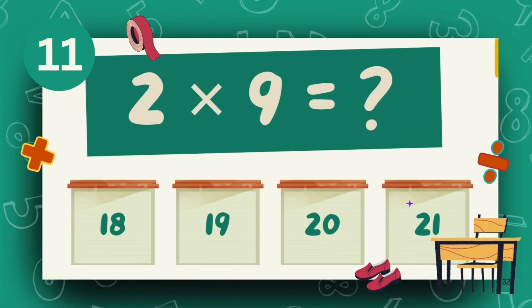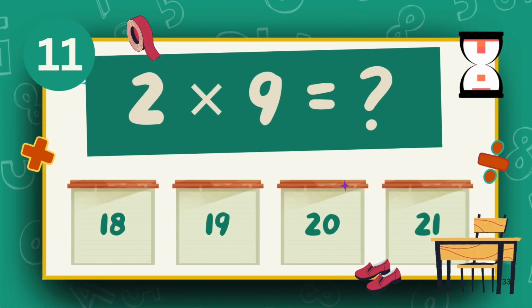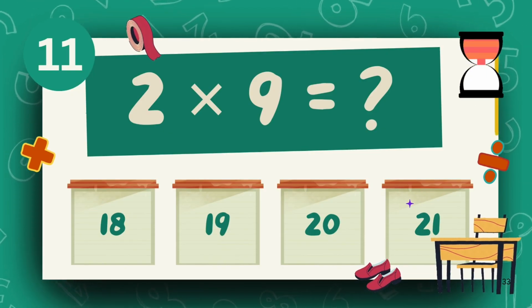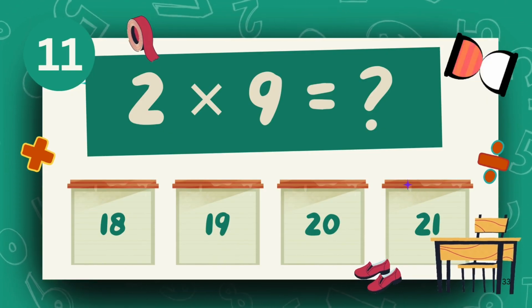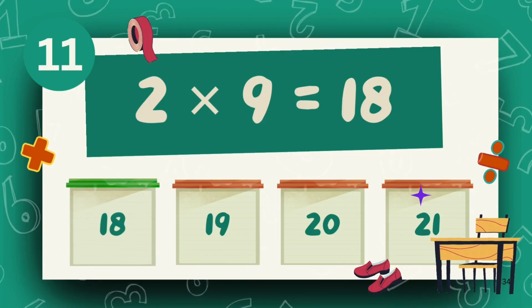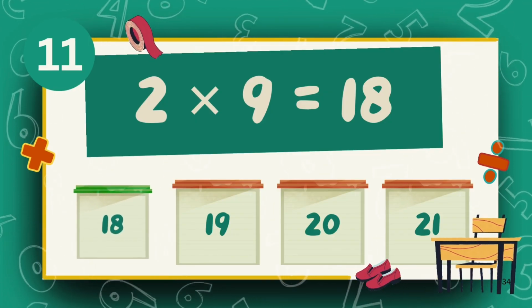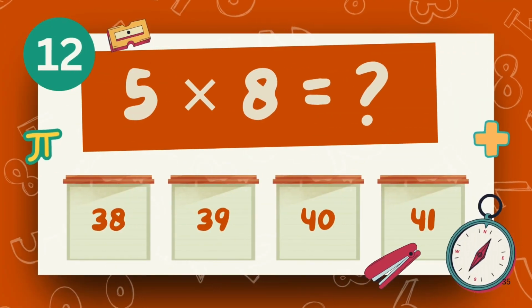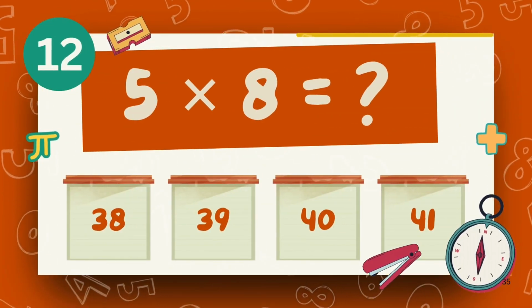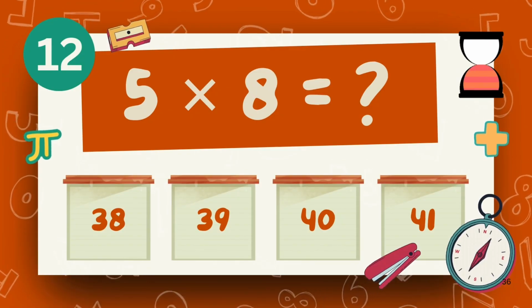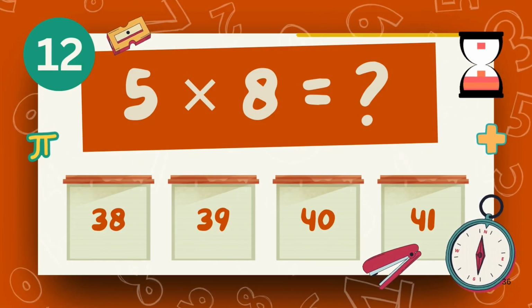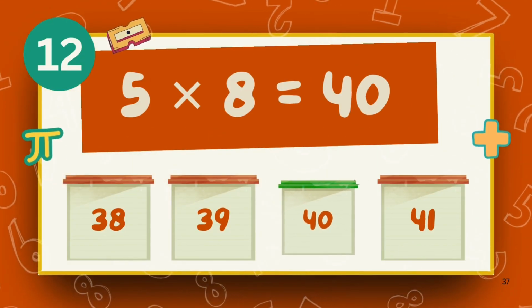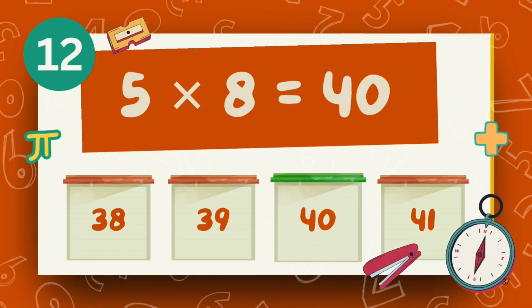What is 2 times 9? The answer is 18. What is 5 multiply 8? The answer is 40.